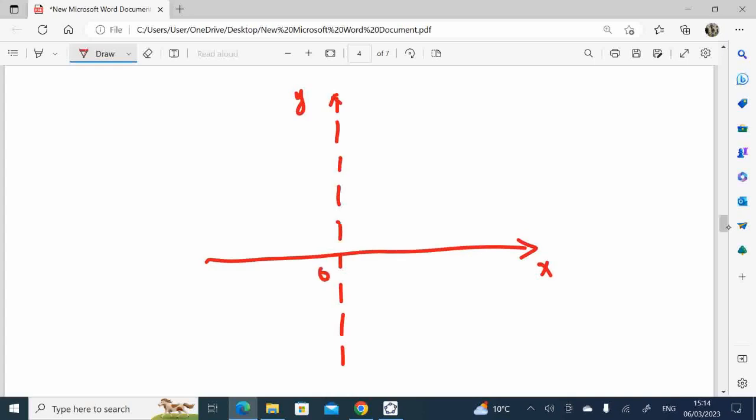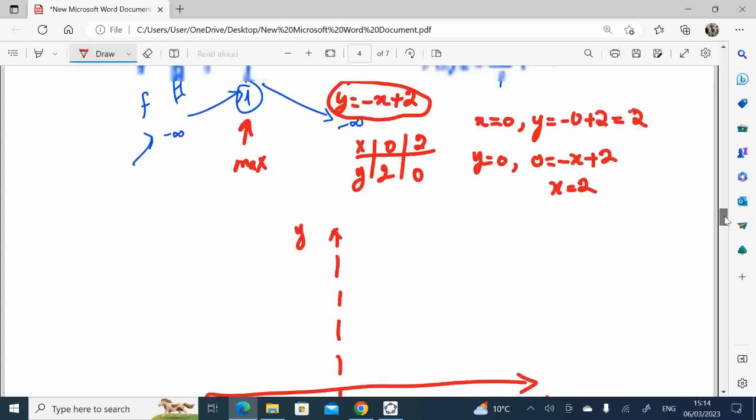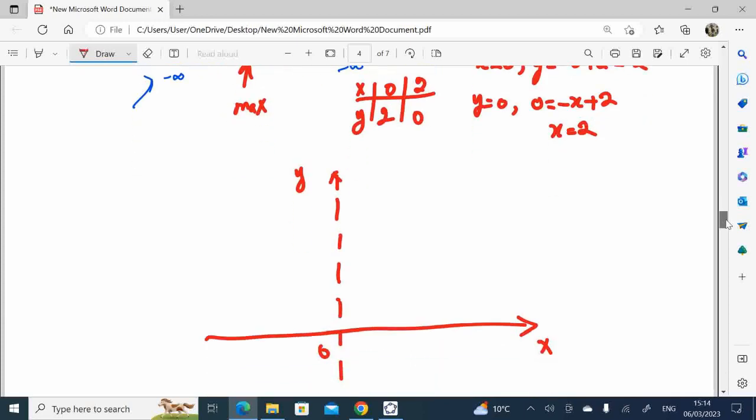So this is O. Now I have to plot the 2 points, which are 0, 2 and 2, 0. 0, 2, the first point 0, 2. This is, let's suppose this is 1 and this is 2. This is 0, 2. This is the first point. The second point is 2, 0. This is 1, 2. This is 2, 0. I join these 2 points. These represent the oblique asymptote. Okay, so joining these 2 points, we get the oblique asymptote.